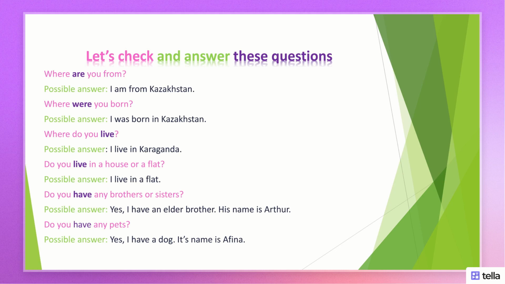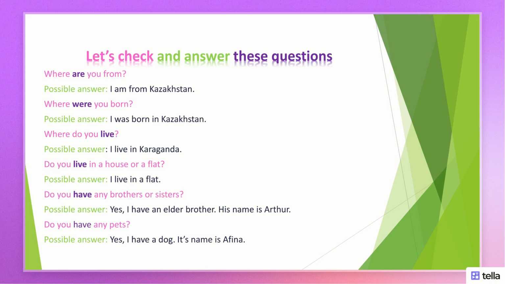The next question is, where do you live? The possible answer is, I live in Karaganda. The next question, do you live in a house or a flat? The possible answer is, I live in a flat. The next question, do you have any brothers or sisters? The possible answer is, yes, I have an elder brother. His name is Arthur. Now it's your turn to answer.